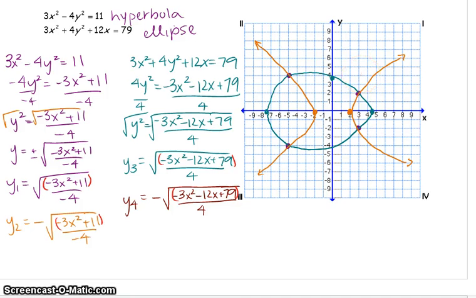So let's write out our 4 points. We have 3, 2. 3, -2, -5, -4, and -5, +4.